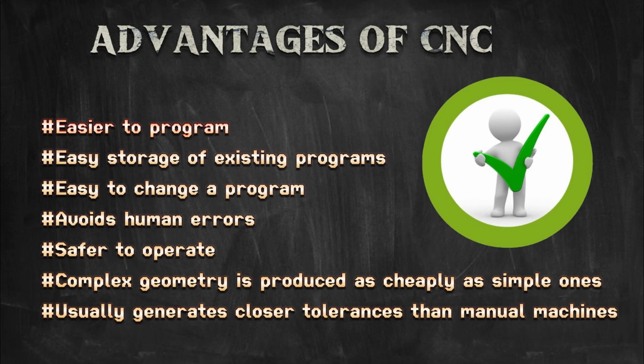These are the advantages of CNC lathe machine. First one is easier to program. 2, easy storage of existing programs. 3, easy to change a program. 4, avoids human errors. 5, safer to operate. 6, complex geometry is produced as cheaply as simple ones, and 7, usually generates closer tolerances than manual machines.